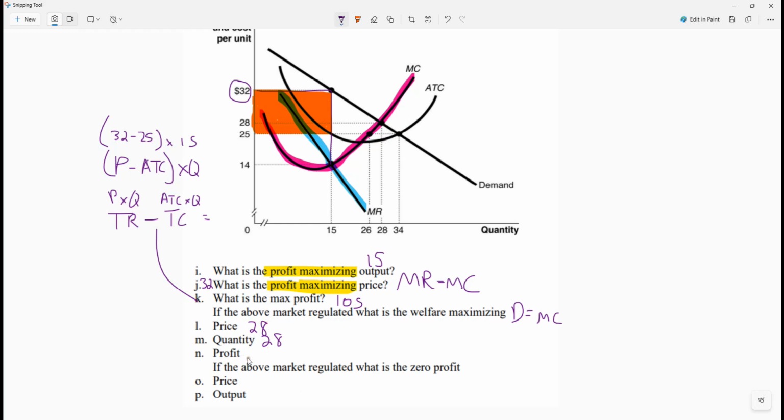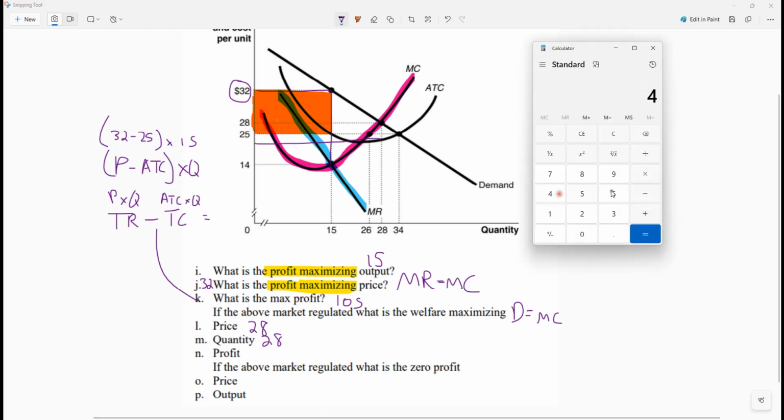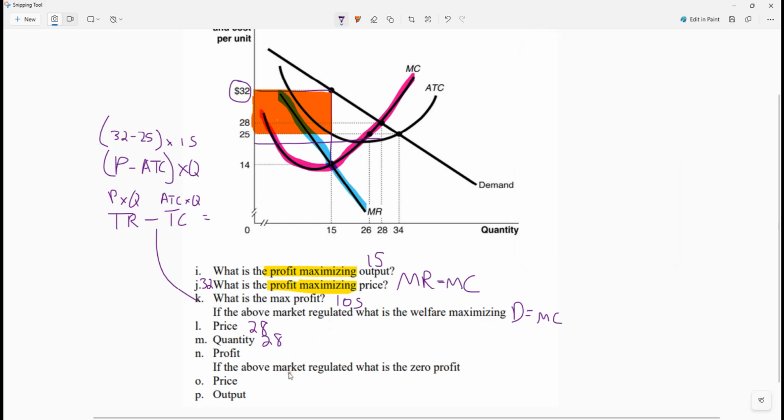And then the profit, so now we're going to look for the difference between here and here. We don't have an exact number. Let's say that was 24. So it'd be like 4. So follow this over here. So it'd be like $4 per unit, and we're doing that on 28 units. So 4 times 28, and it would be like 112.